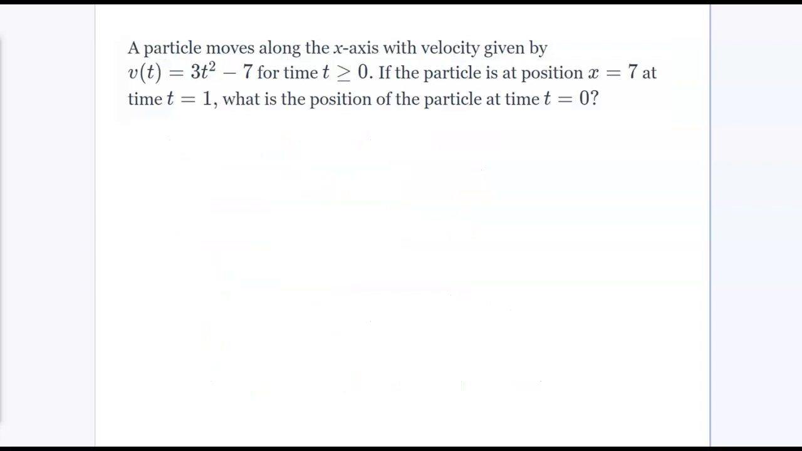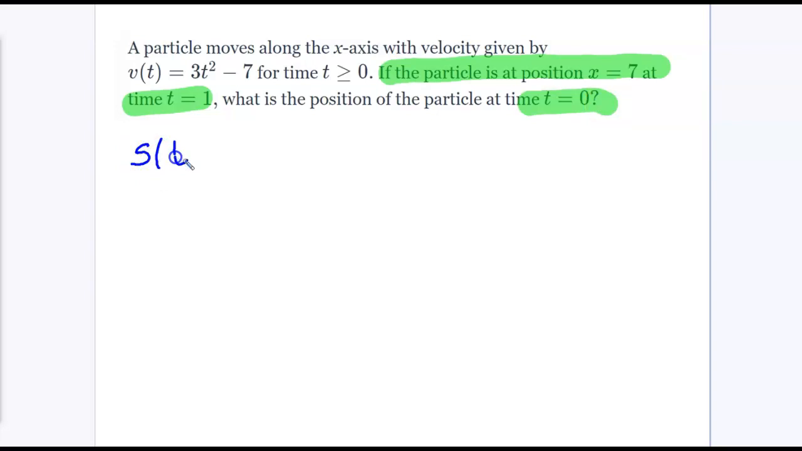Okay, next example, same type of question. So I want you to pause the video and give this one a try. Okay, hopefully you've had a chance to pause the video. So again, a particle moves along the x-axis with a given velocity. They're telling us the particle is at position x equals 0 at t equals 1. So this is like an initial condition, and they want the position at 0.